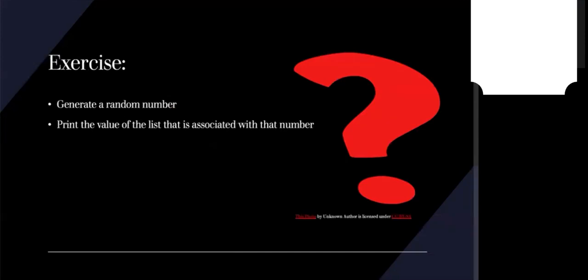In this exercise, I want you to generate a random number and print the value of the list that is associated with that number. So what I want you to do: one, create a list, then use random to generate a random number, and then print the value of that list that is associated with that number. Remember back to the last lesson where you figured out how to get a certain value from a list based on its index, which would be the value that random is generating. All right, I'll give you all a little bit to work on this and unpause the video when you're ready to hear the answer.